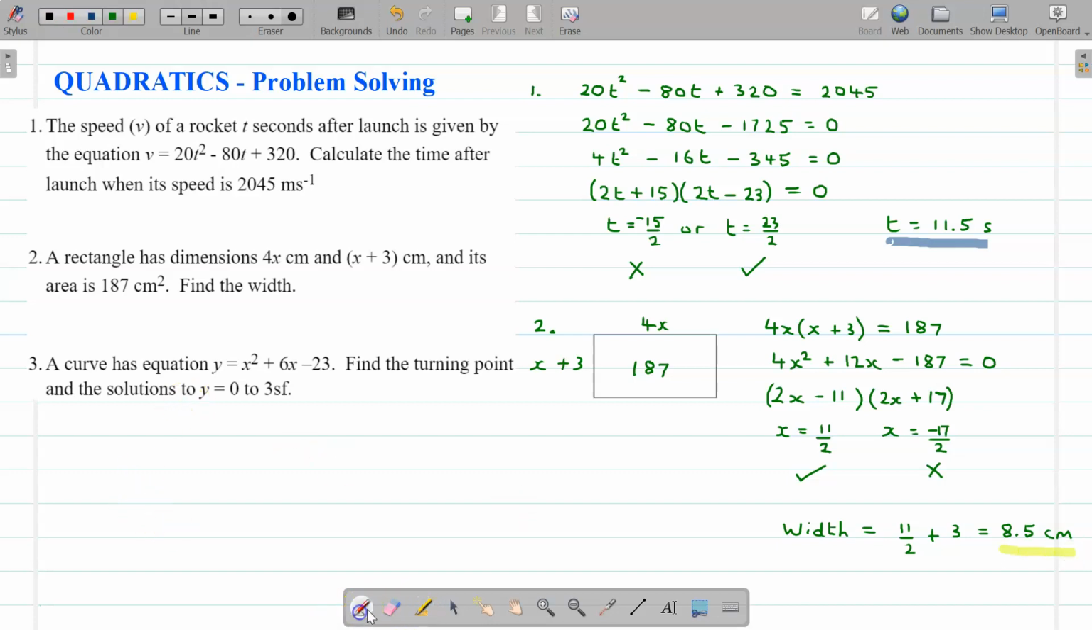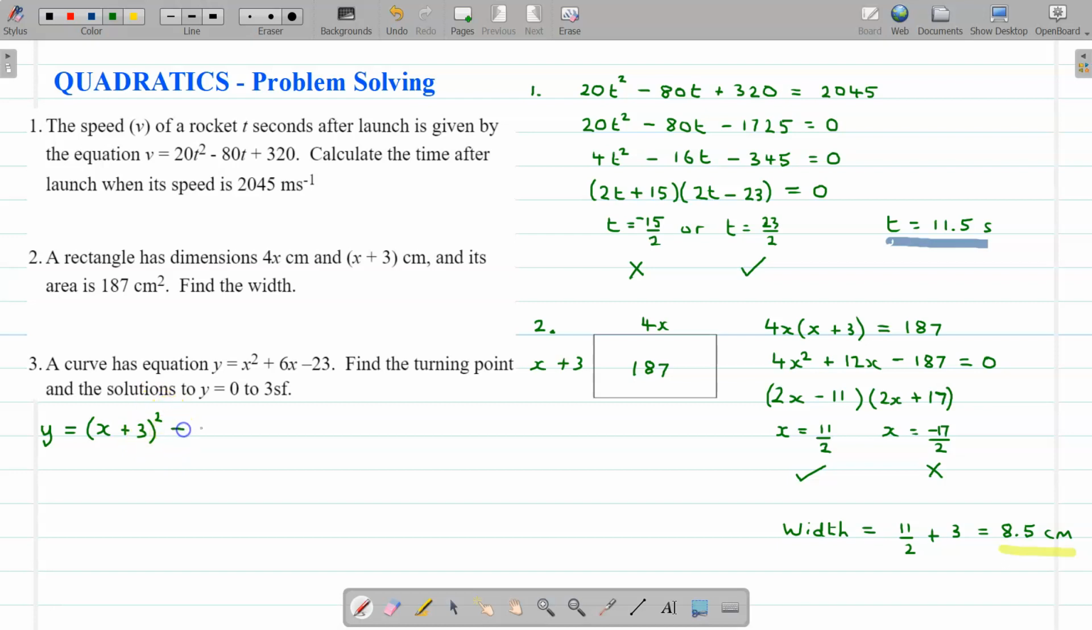And now we come to question 3, which is about completing the square, in fact. So when you have a quadratic curve, to find the minimum value, the best way is to complete the square, and that doesn't take very long at all. So what we do is we look at the x coefficient, which is 6, halve it to get 3, and we say that y equals x plus 3 all squared, and that's going to give us x squared plus 6x plus 9.